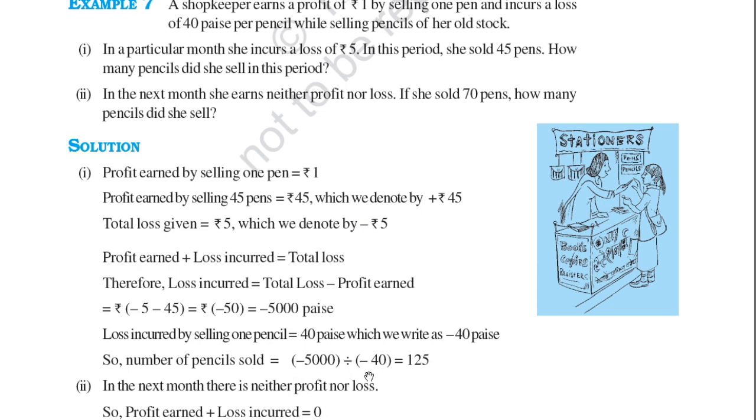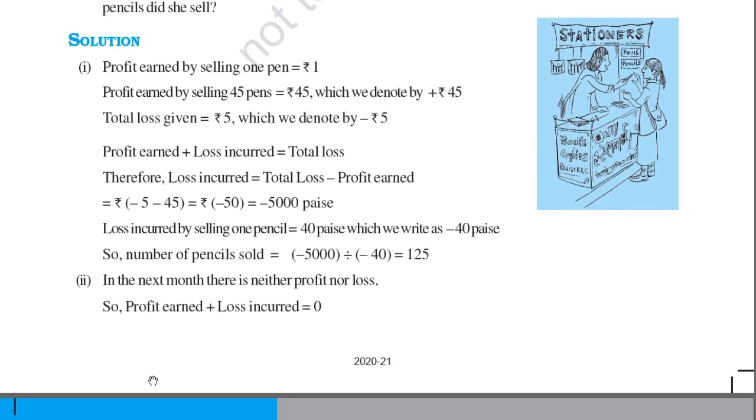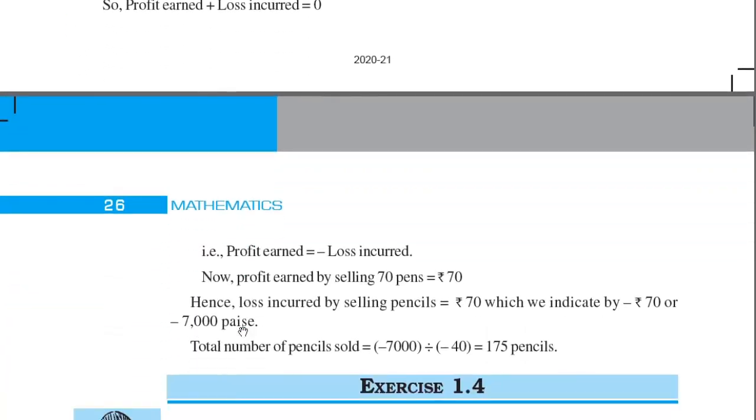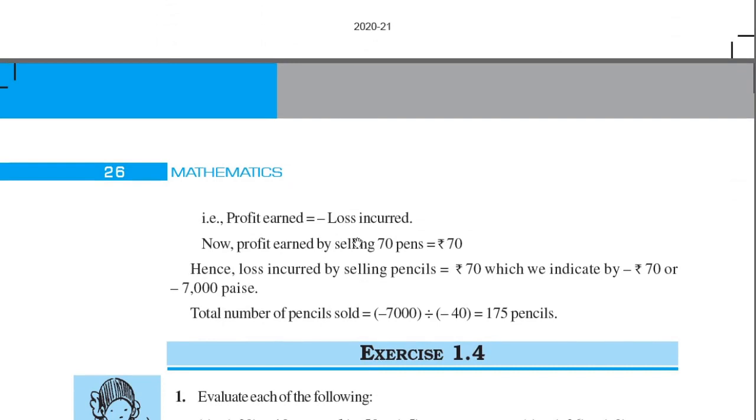So you can see here, the next month there is neither profit nor loss. So profit earned plus loss incurred is equal to 0. That is, profit earned is equal to minus loss incurred. So profit earned by selling 70 pens is equal to 70. The loss incurred by selling pencils will be indicated by minus, which is minus 70 or 7,000 paisa. So the number of pencils sold equals 7,000 divided by 40, which will be 175 pencils.